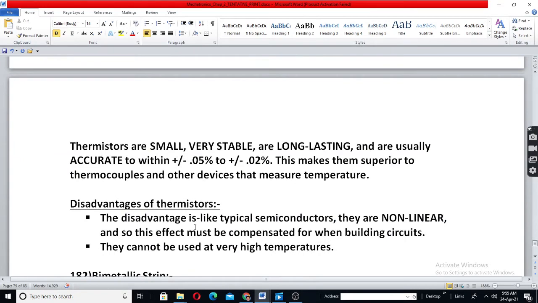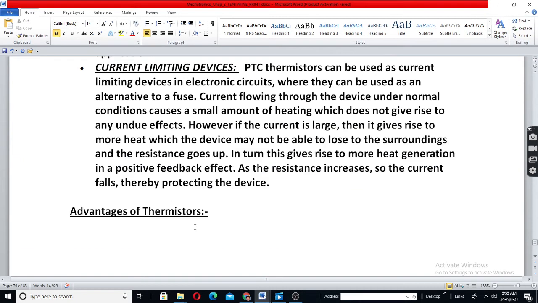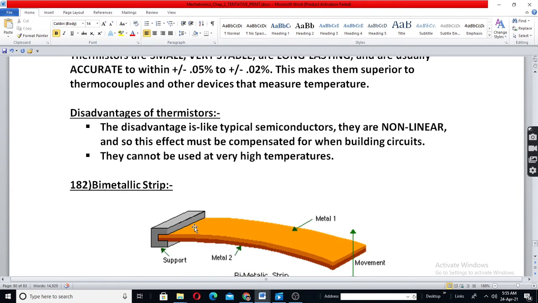I have not given the graph here for RTD and thermocouple and these things. If you are more interested, you can learn that from there.